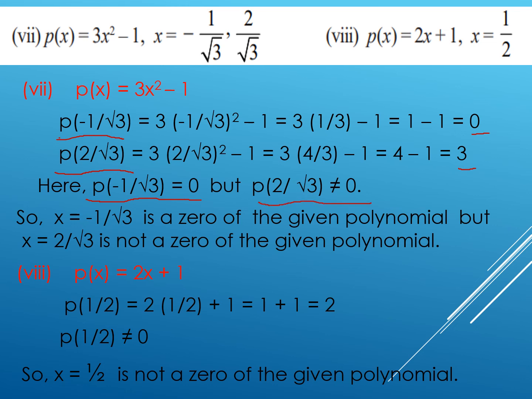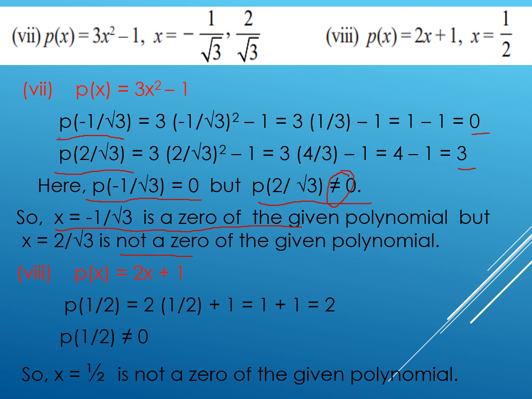That means x is equals to minus 1 upon under root 3 is a 0 of the given polynomial, but x is equals to 2 upon under root 3 is not a 0 of the given polynomial because its value is not equals to 0.